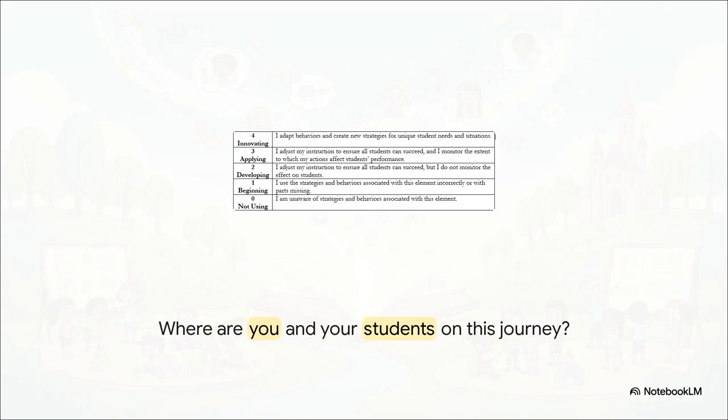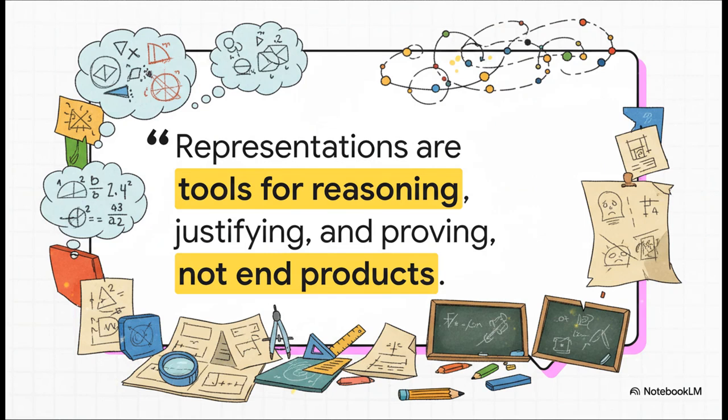Now, don't worry about reading every single word here. Just look at the big picture, the flow from beginning on the left to innovating on the right. Just take a second and think, where are you and your students on this journey right now? This isn't about judging yourself. It's a map. It's just a way to figure out what your next step might be. And really, it all boils down to this one critical mindset shift. The goal is to get to a place where you can say, I recognize that representations are tools for reasoning, justifying, and proving, not end products. The real value is in the messy process of thinking, not the pretty poster at the end.